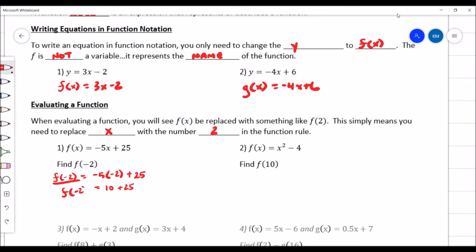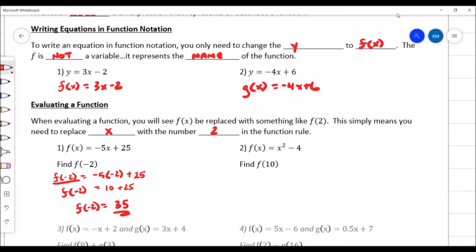This is f when x is negative 2. 35. And we're done. This is the answer. We've simplified it. And this says the function f when x is negative 2 is 35. Again, we are not trying to solve for f. Okay, this is the answer. This is a complete sentence. The function f when x is negative 2 is 35.